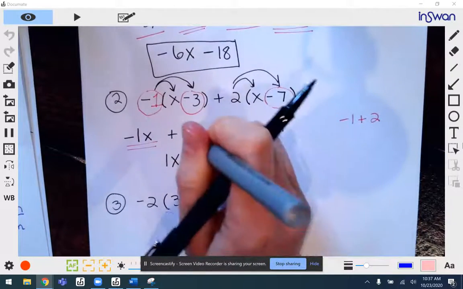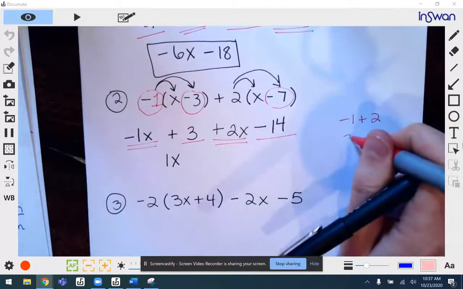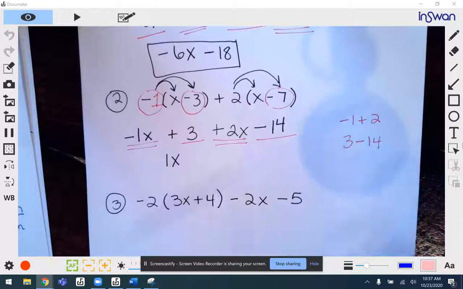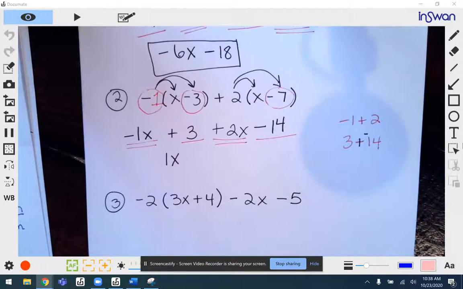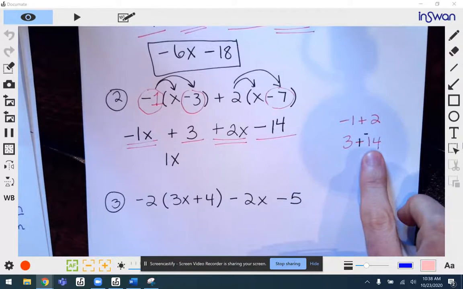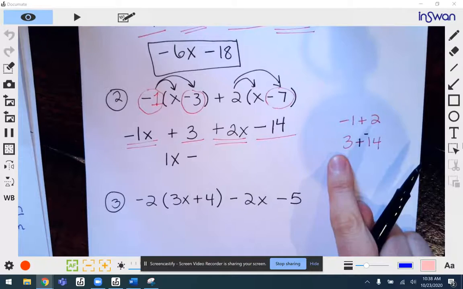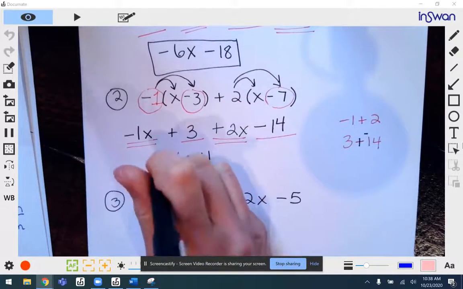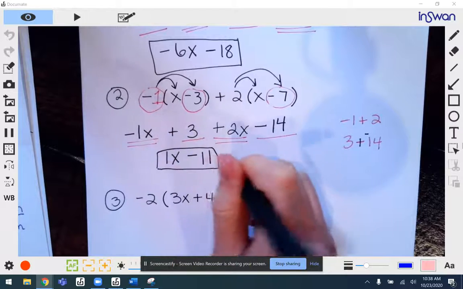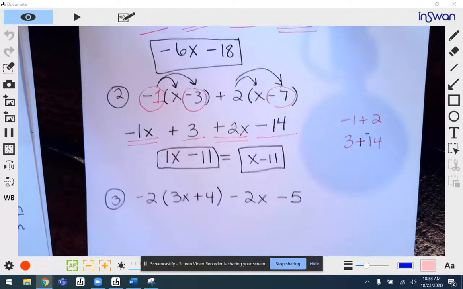And then my constants, I've got a 3 and a negative 14. So this is 3 minus 14. Remember, subtracting integers, we add the opposite sign. Keep the sign of the larger number, so it's going to be negative something, and subtract. 14 minus 3 is 11. So you would have either 1x minus 11, or you could just write x minus 11 as your answer. Either of those would be okay.